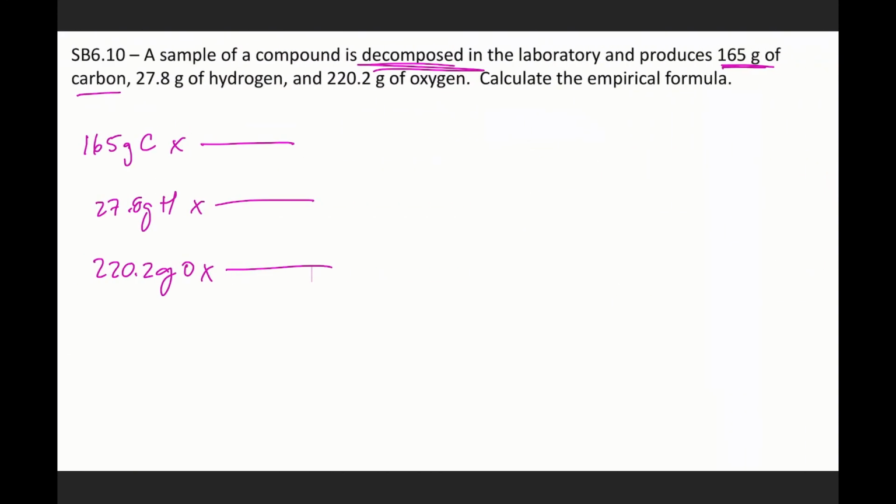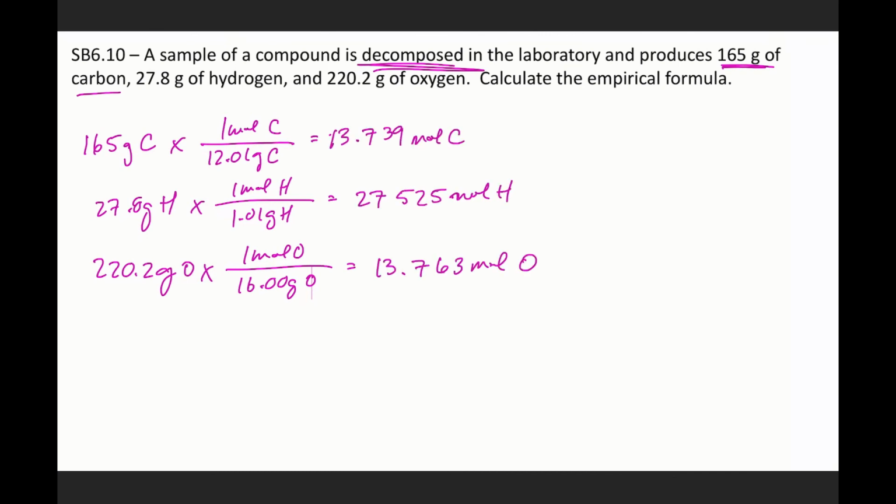So we need to get from grams to moles using, ding, ding, ding, molar mass. So 12.01 grams of carbon for every 1 mole of carbon, 1.01 grams of hydrogen for every 1 mole of hydrogen, and 16.00 grams of oxygen for every 1 mole of oxygen. Ta-da! So we have moles of each substance, and now we'll do it the way your book does it. We will turn this into a first level formula.